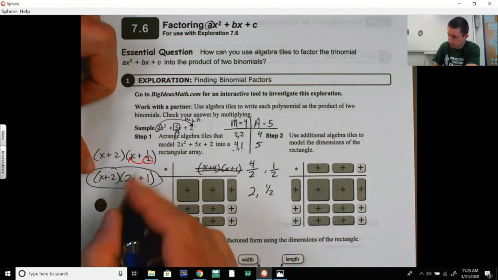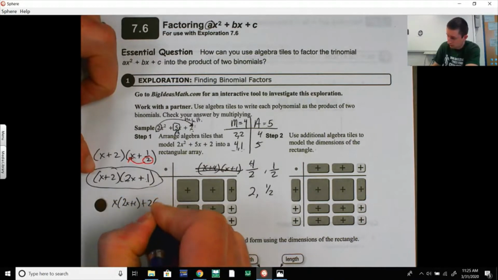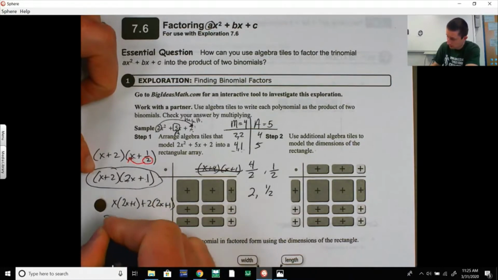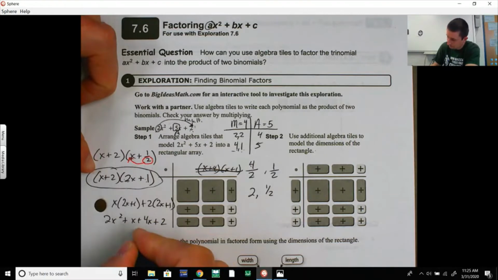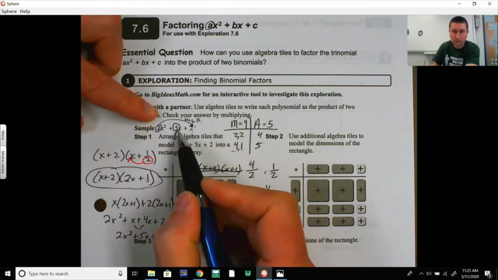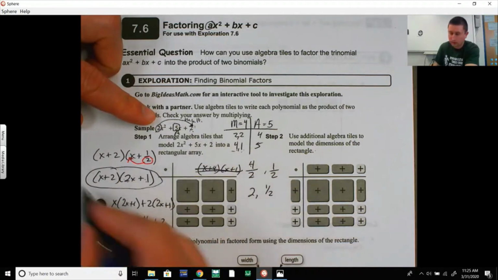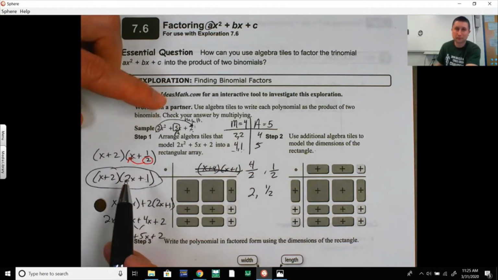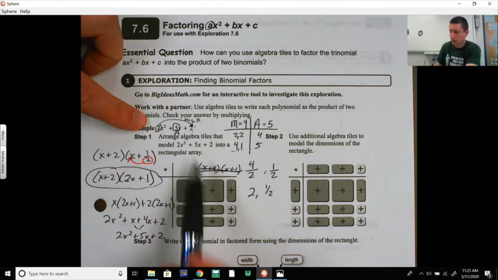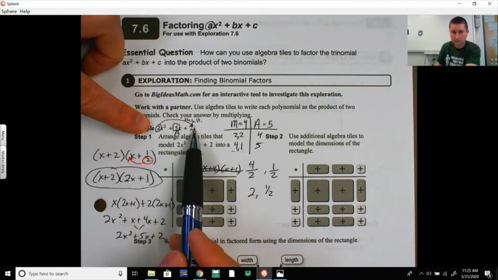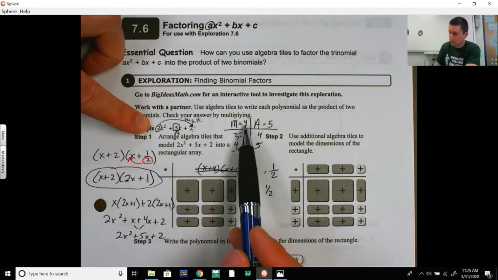If you just double distribute that, you take x times 2x plus 1 plus 2 times 2x plus 1, you get 2x squared plus x plus 4x plus 2. So you get 2x squared plus 5x plus 2. You'd get what we started with here. Okay, so that means we did factor it correctly, because when I multiply it out, I get what we started with. So the new steps today are multiplying by the value of a, and then using that for your m.